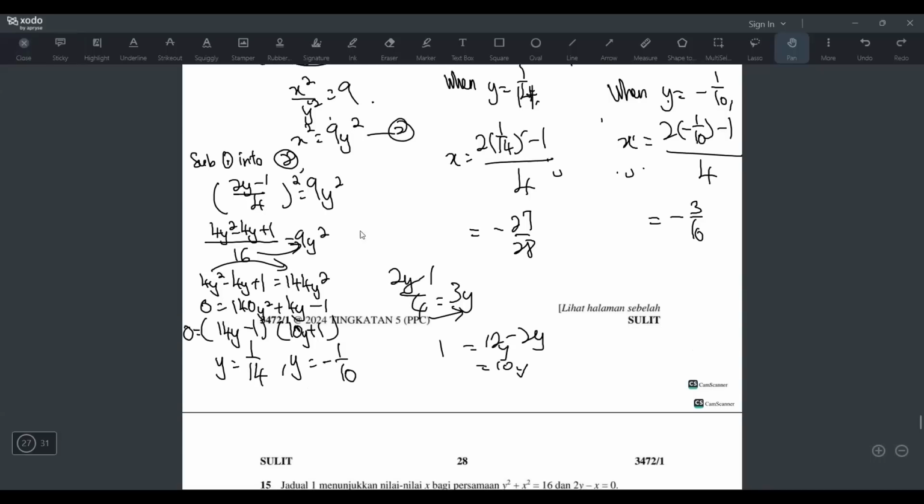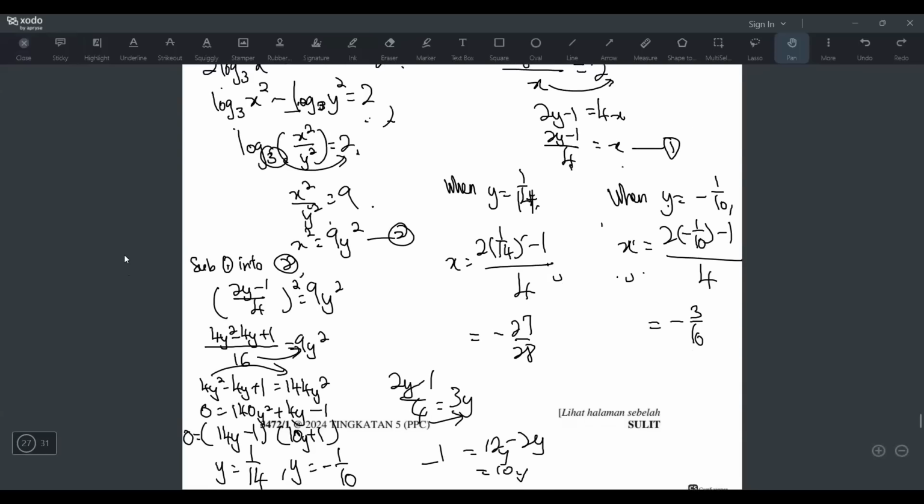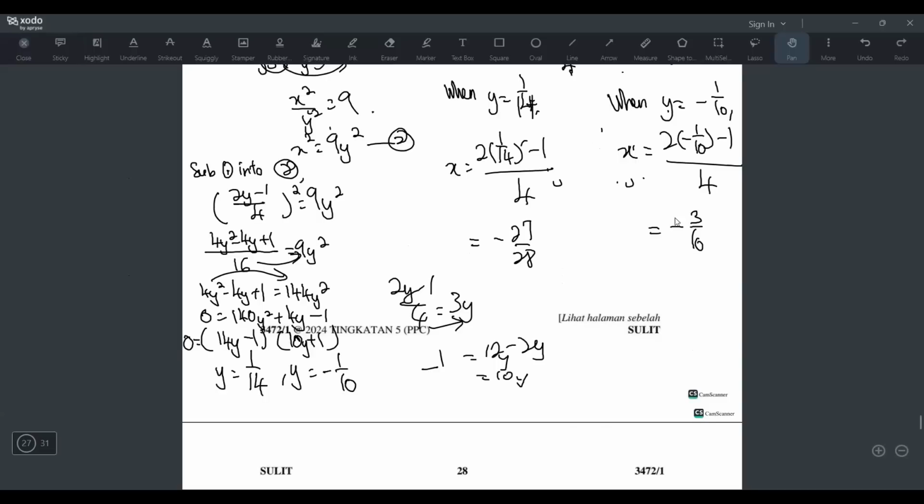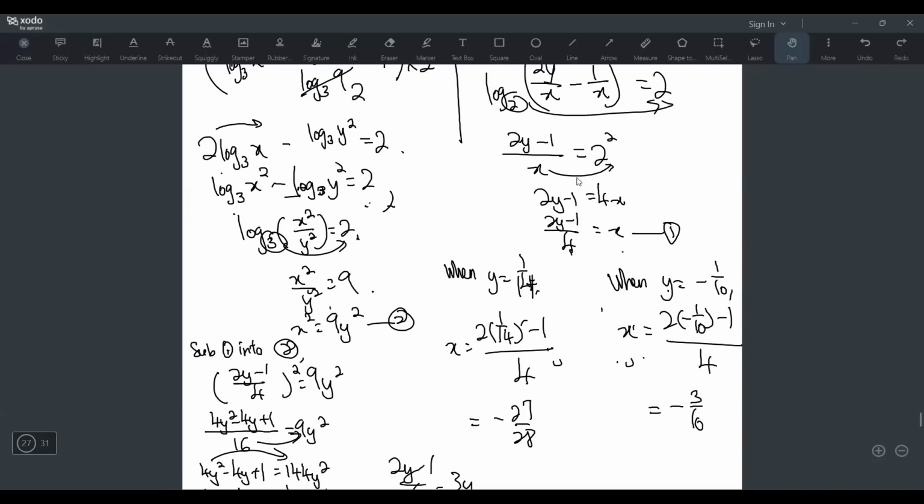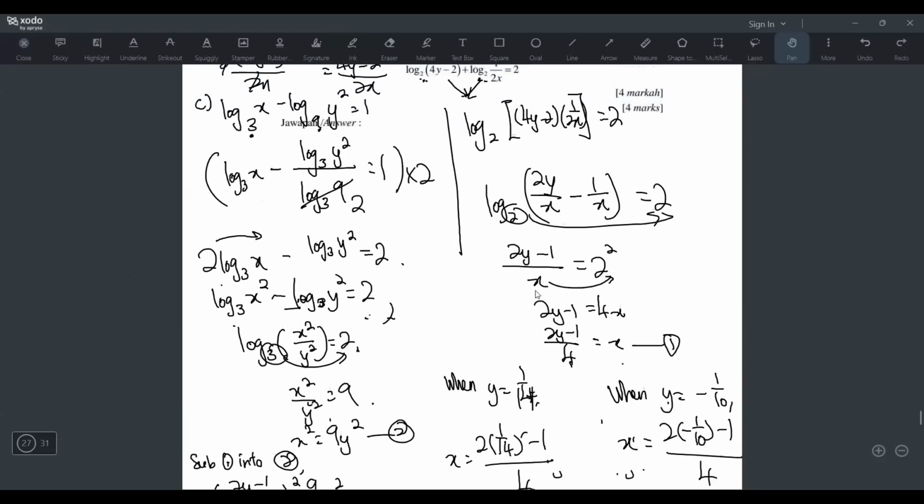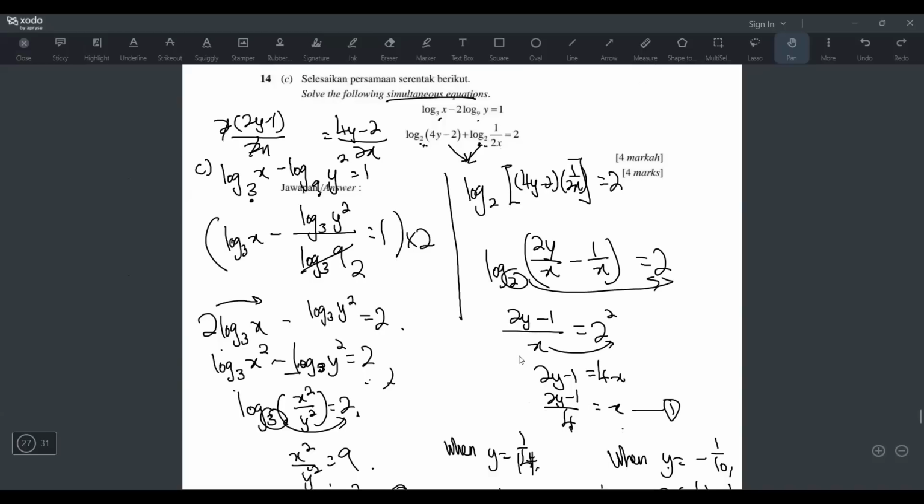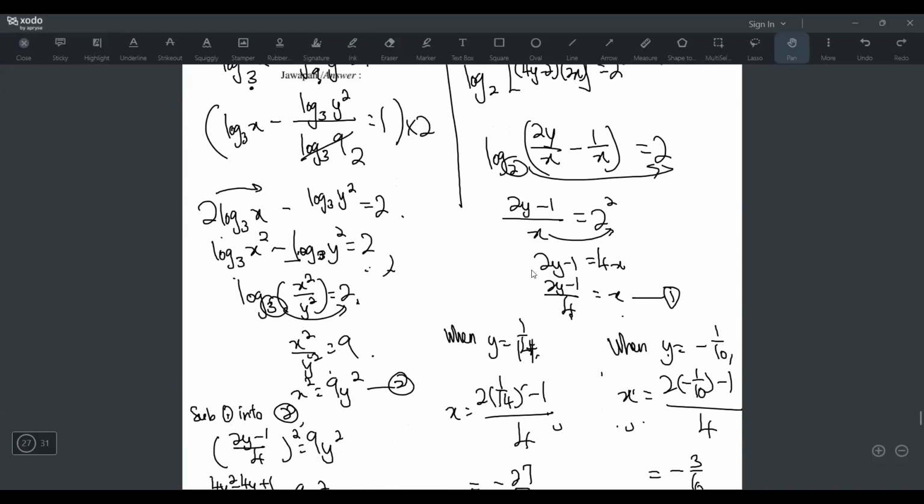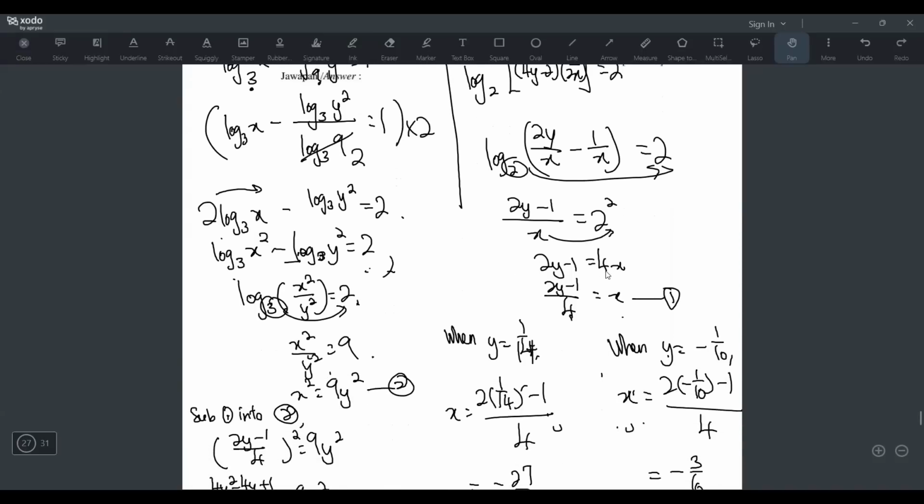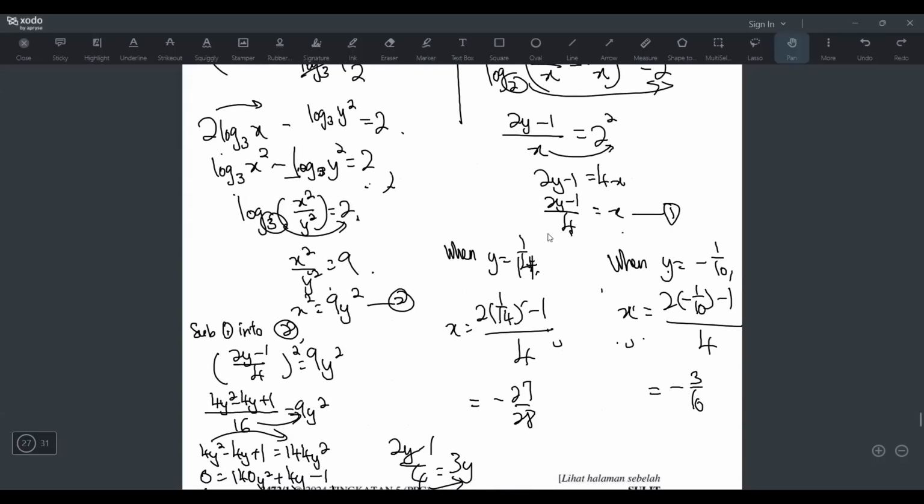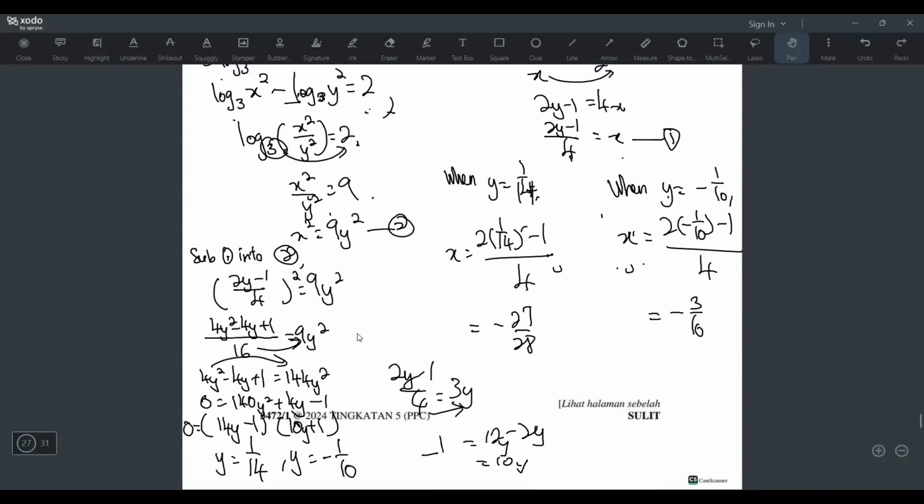Because so it's negative 1. Negative 1, right? 12y, yeah, 2y minus 1. Okay, so this one is correct, right? But this one, how come it is negative 1 over 10? Wait, 2y minus 1. Okay, I think I did it correctly, right? 4y minus 2y minus 1 over x equals 4. 4 times x, 4x. 4x, 2y minus 1 over 4. y is negative 1 over 10.